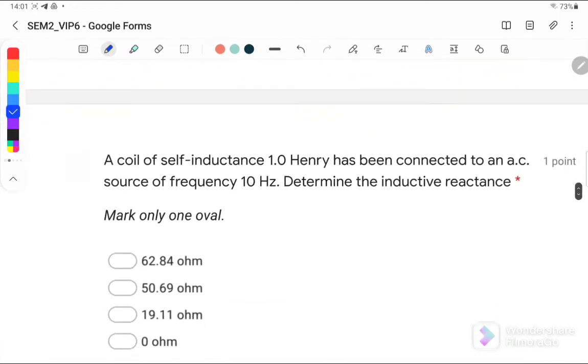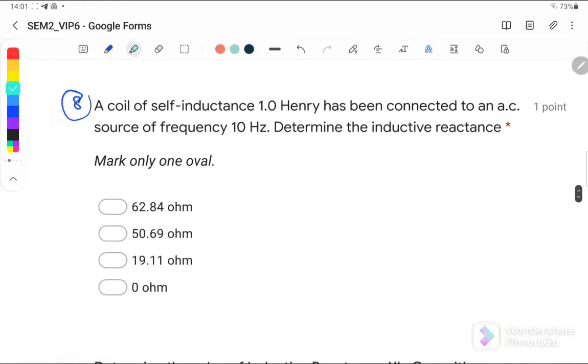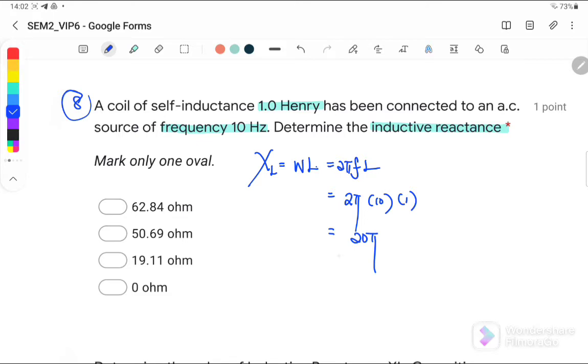Okay, next we go to question number 8. A coil of self-inductance 1 Henry has been connected to an alternating current with a frequency of 10 Hz. Determine the inductive reactance. So the inductive reactance XL is equal to omega L, or 2 pi FL. We can substitute in 2 pi, F is 10 Hz, L is 1 Henry. Therefore it's equal to 20 pi, or 62.84 ohm. The answer here is A.